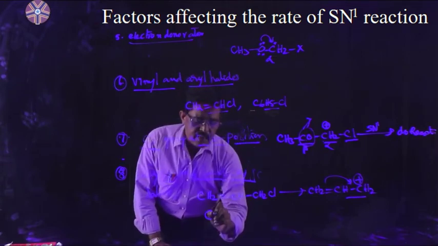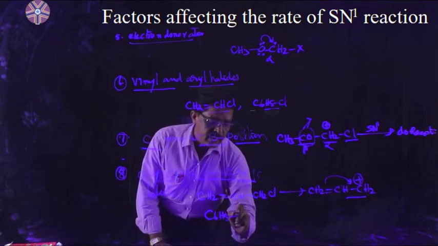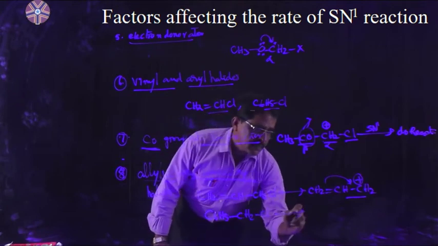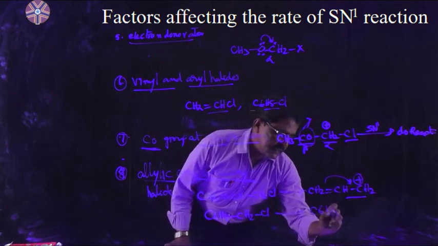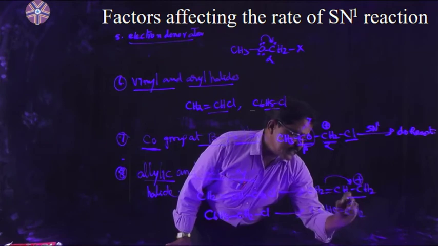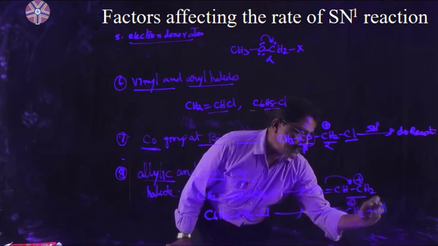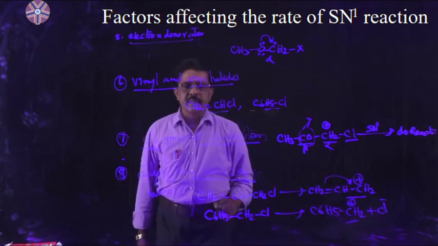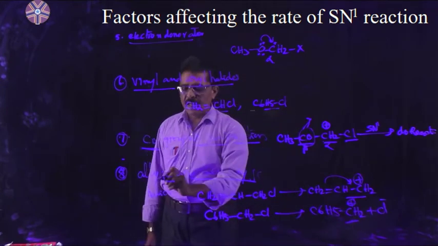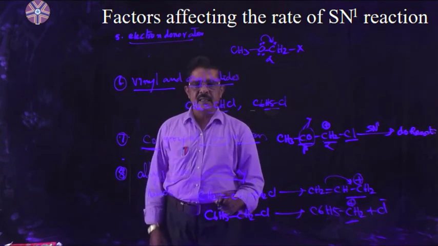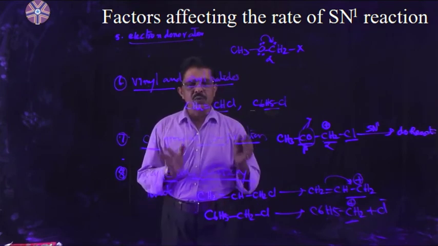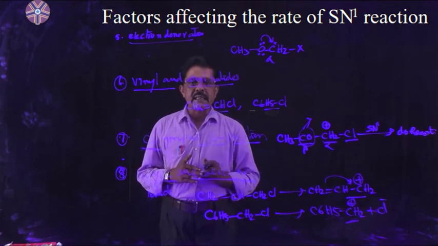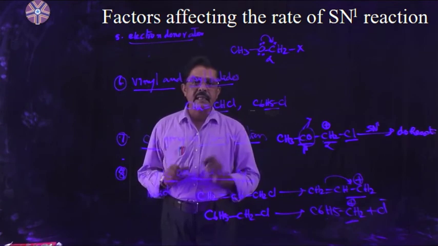Next, benzyl halide. Benzyl chloride, C6H5CH2Cl, forms C6H5CH2+ and Cl-. Here the benzyl carbocation is also stabilized by resonance. Hence, these allylic and benzylic halides readily undergo SN1 reaction because the formed carbocation is stabilized by resonance.